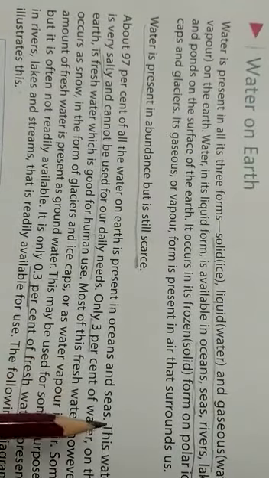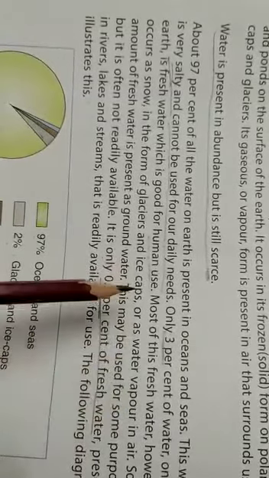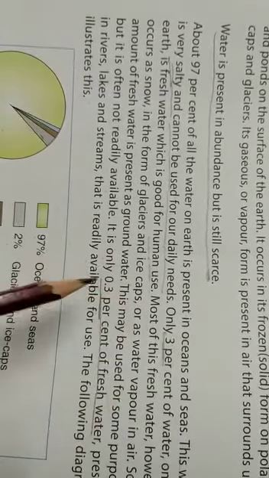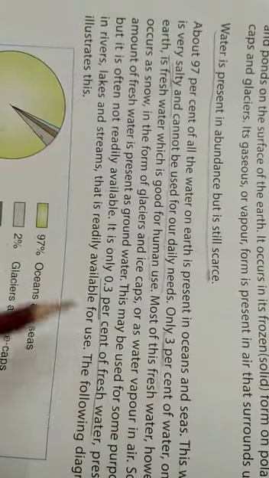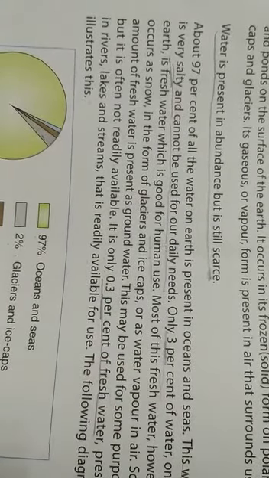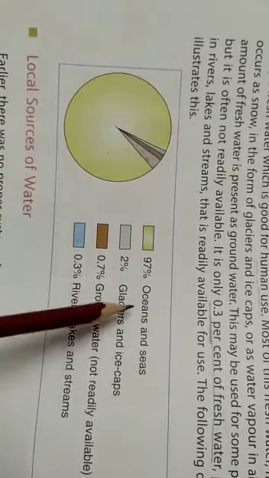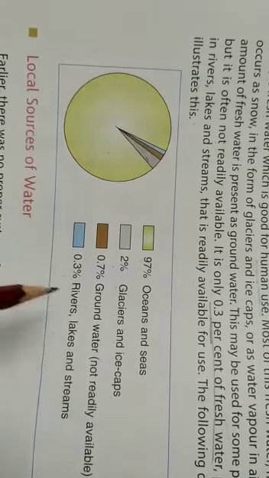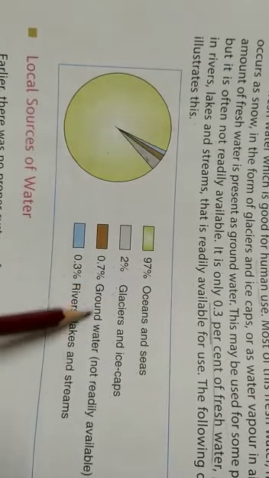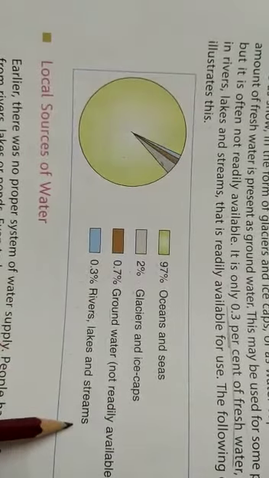किस किस फॉर्म में वाटर अवेलेबल है, कितनी परसेंटेज है. Important thing is that 97% water is available in ocean and the seas. Only 3% of water that is fresh for drinking. इसके बारे में पढ़ा था. Yeah, you can see the diagram. 97% ocean and sea, 2% glacier और ice caps में चला जाता है, 0.7% ground water and 0.3% river, lakes and streams में होता है.